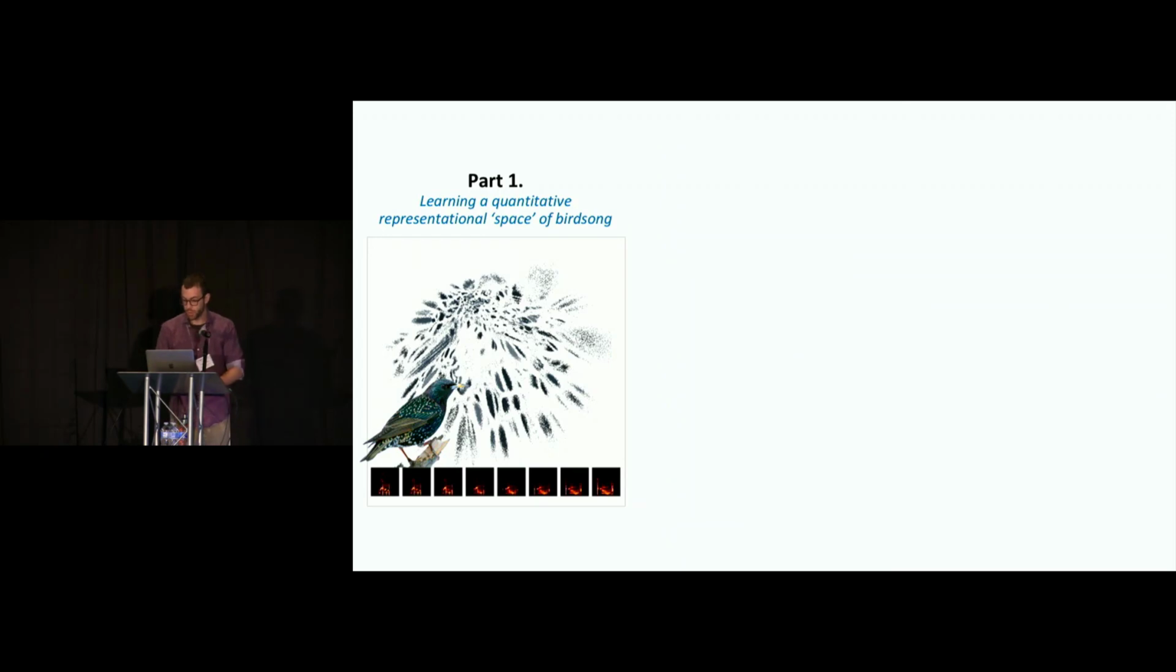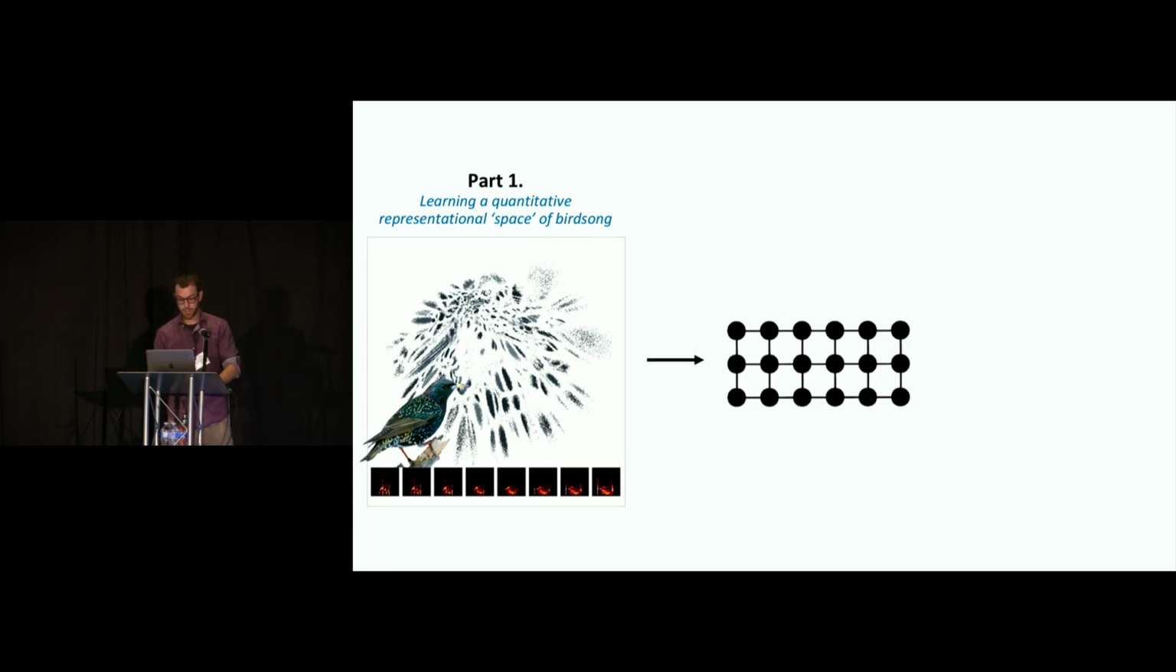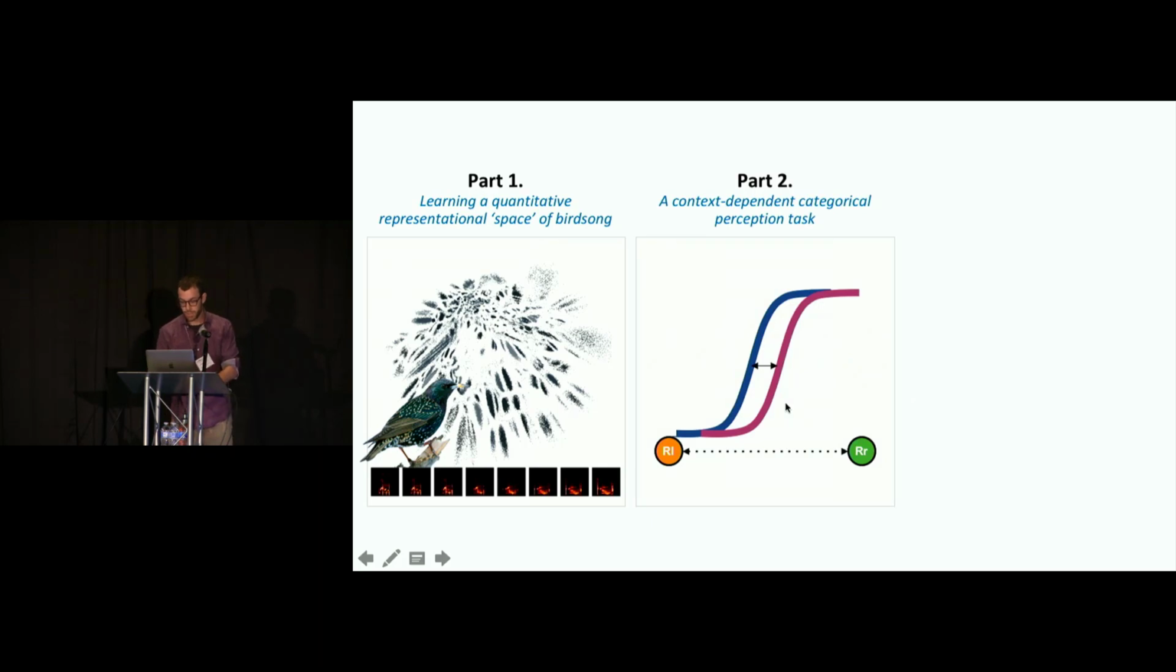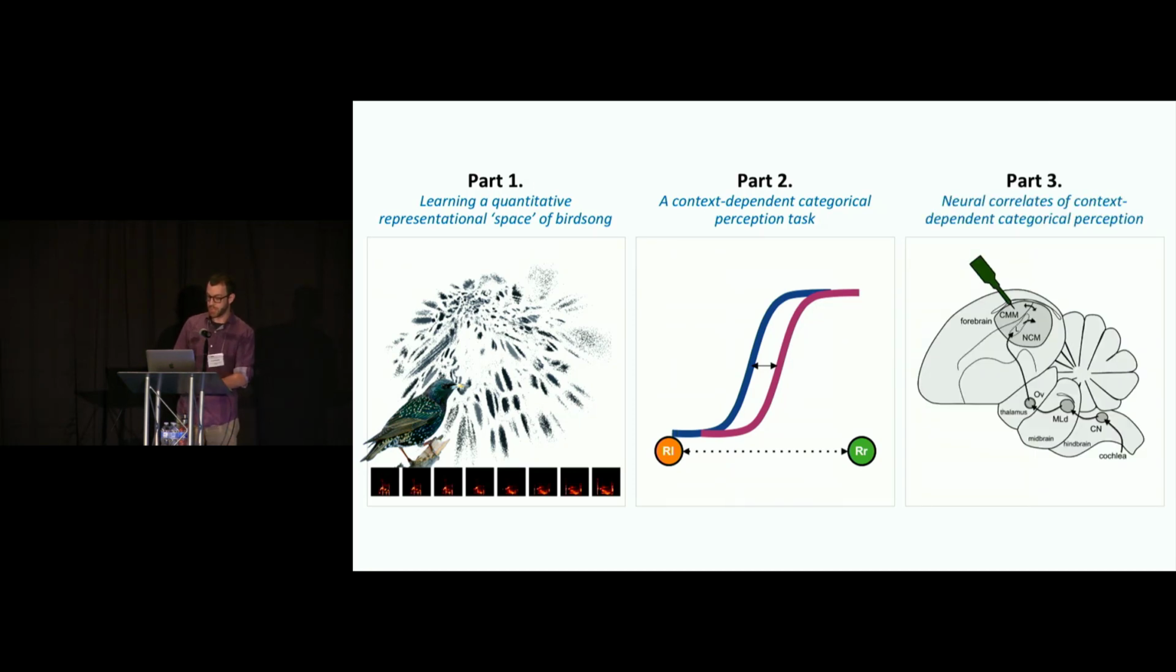So this study can be broken up into 3 parts. Part 1 is about learning a reduced dimensional space that will allow us to smoothly vary features of songbird vocalizations. So you can think about this as just a way for creating these kind of smoothly varying grids of features of birdsong. Part 2 is about developing a task in which we can contextually modulate categorical perception. And then part 3 is just searching for cognitive and neural correlates for this phenomenon.